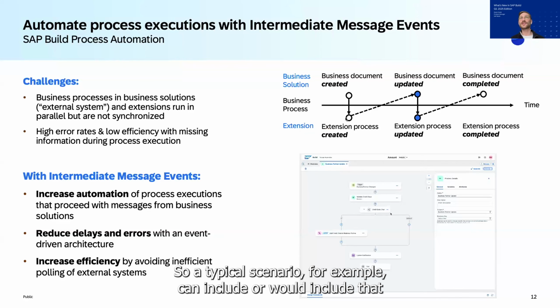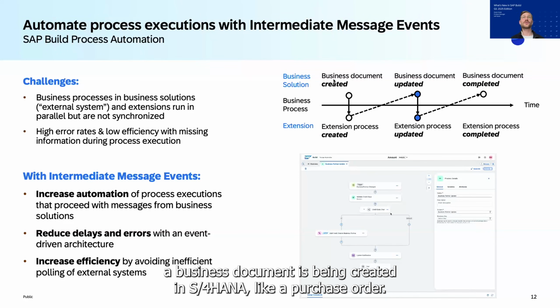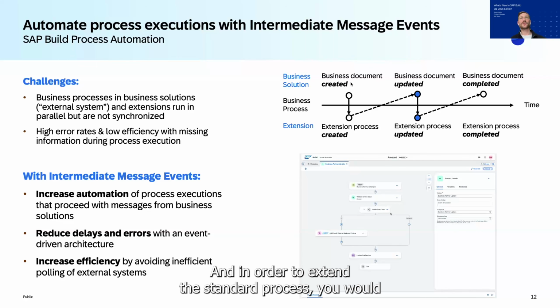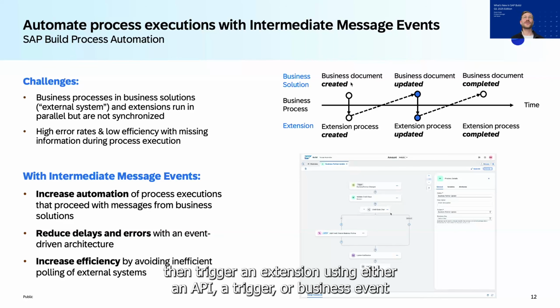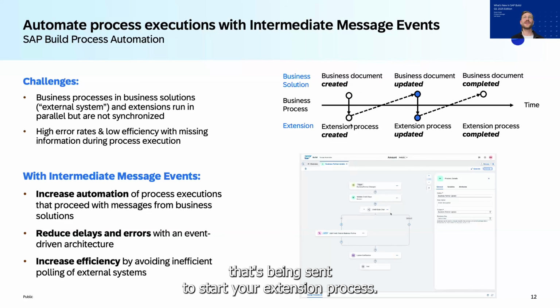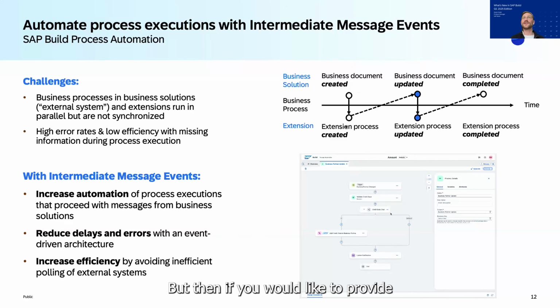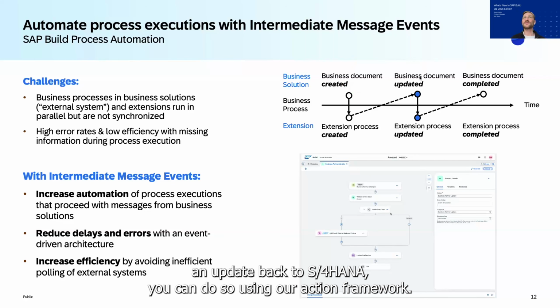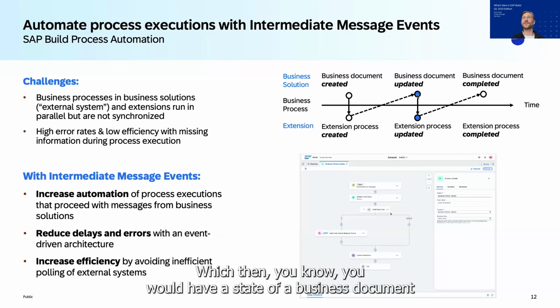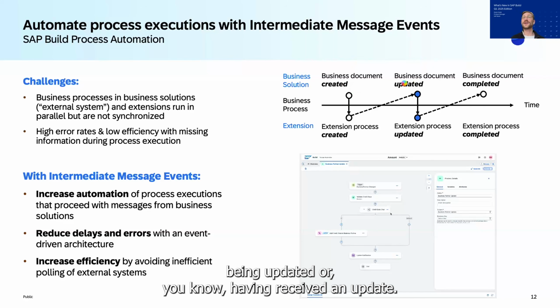So a typical scenario would include that a business document is being created in S/4HANA, like a purchase order. And in order to extend the standard process, you would then trigger an extension using either an API trigger or a business event that's being sent to start your extension process. Then, of course, you can have multiple steps in the process itself here in the extension. But then if you would like to provide an update back to S/4HANA, you can do so using our action framework, which then leaves a business document in a state of having received an update.